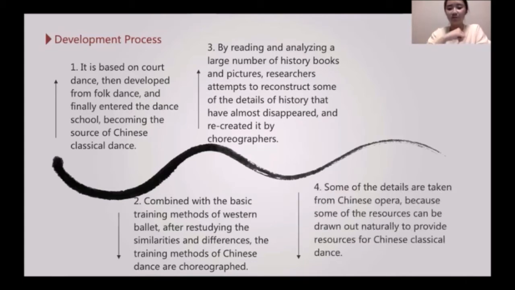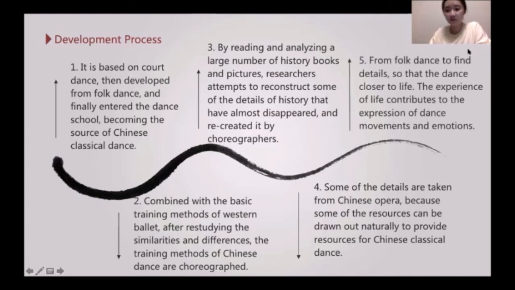The next stage, some of the details are taken from Chinese opera, as I just talked about, because some of the resources can be drawn out naturally to provide resources for Chinese classical dance. And the last one, from folk dance to find details so that the dance is close to life.